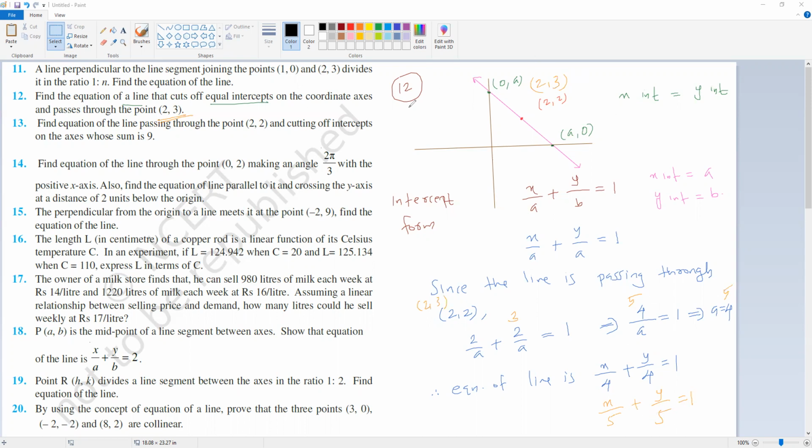Understood? Concept is same. By mistake I took 2 comma 2 but what they said is actually 2 comma 3. So since it is passing through the point 2 comma 3, it is 2 by a plus 3 by a is equal to 1. So that means 5 by a is equal to 1. a is equal to 5 मिलेगा आपको. That's all. Clear?